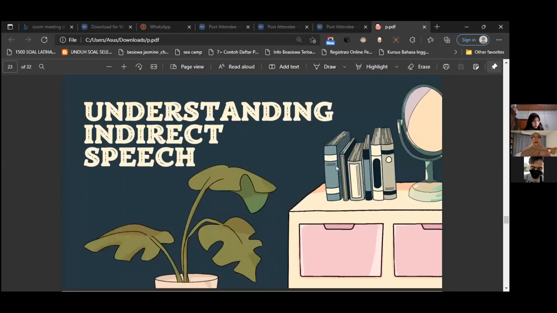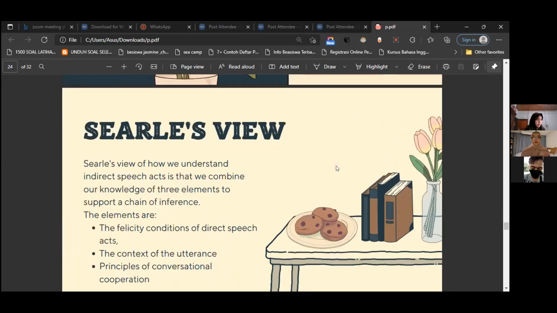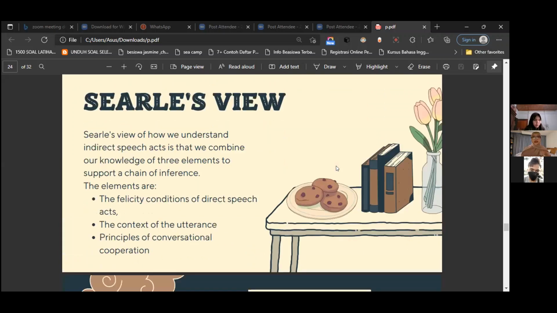So, understanding indirect speech. Next slide, please. So, Searle's view of how we understand indirect speech acts is that we combine our knowledge of three elements to support a chain of inference. And the elements are the felicity conditions of direct speech acts, the context of the utterance, and principles of conversational cooperation, such as the Gricean maxims of relevance and quality and so on.